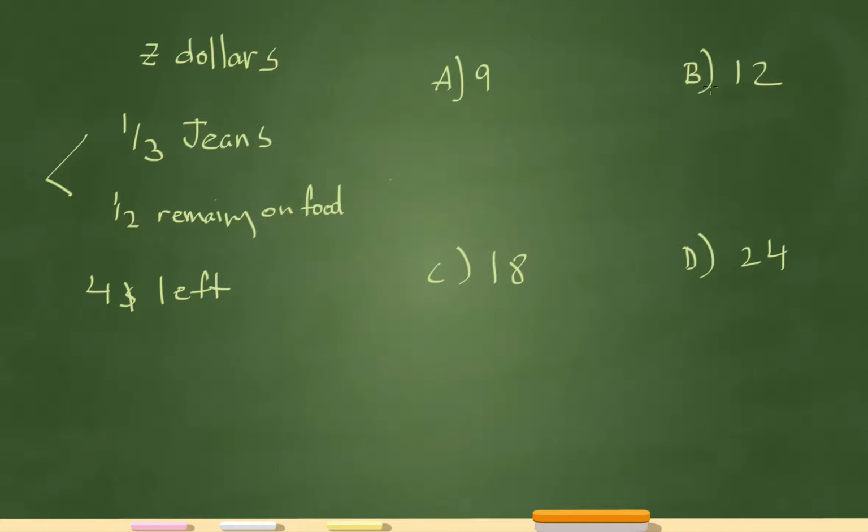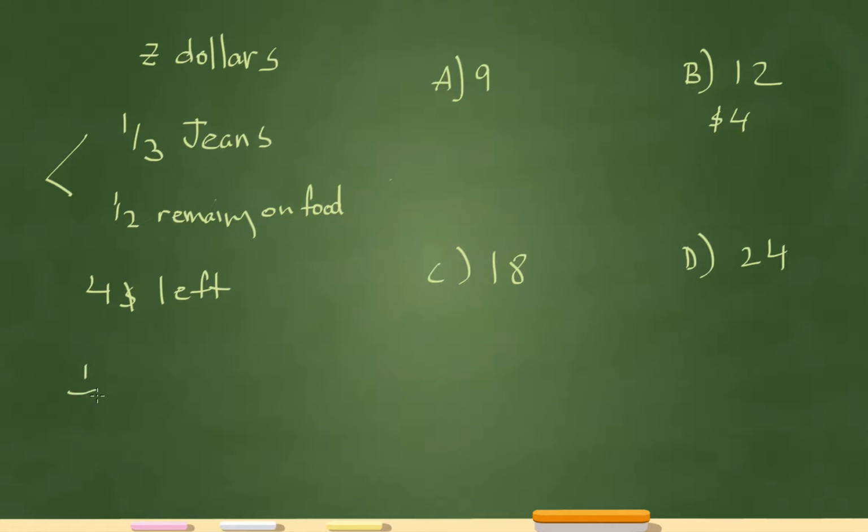Let's start somewhere in the middle. Let's start at 12. Let's pretend as if Julianne started with 12 points. Or sorry, not 12 points, $12. So she started with $12. So if she started with $12, the problem tells me she spends one third of her money on jeans. So if she spends one third of 12 on jeans, that implies that she spends $4.